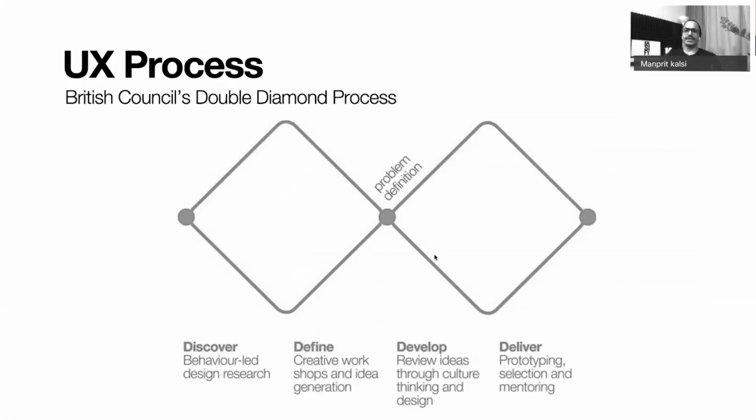Now there are different UX processes. So some follow the British Council's double diamond UX process, in which the process is divided into 4 stages. That is basically discovery. You discover about the problem, you discover about the solution, and those things. So basically understanding the user, understanding the business goals, and then their needs, their frustrations. So you understand and discover about one, the user goal, and the second is the business goal.